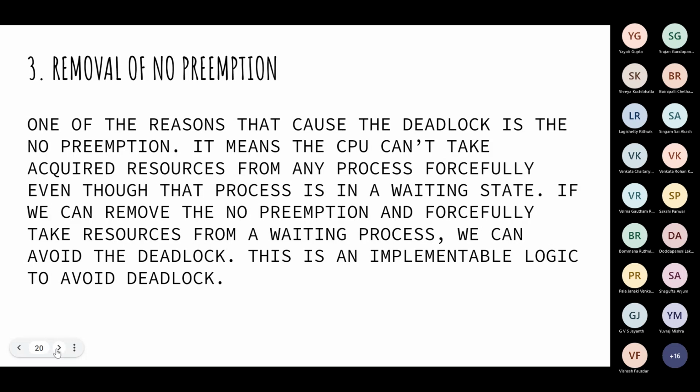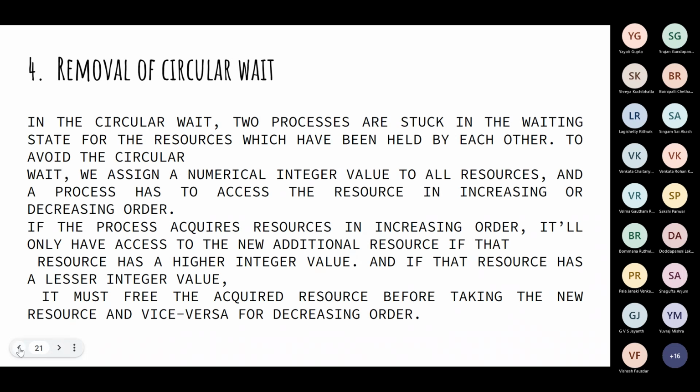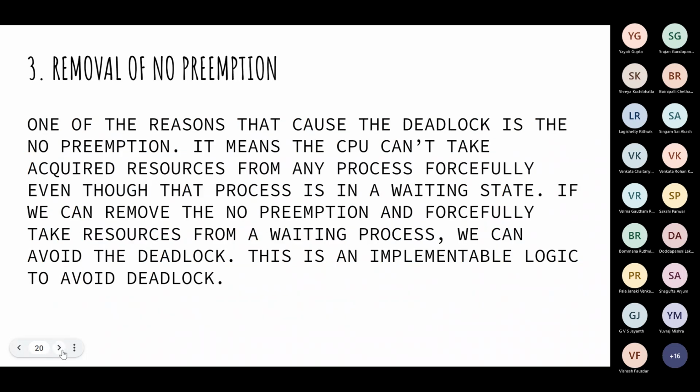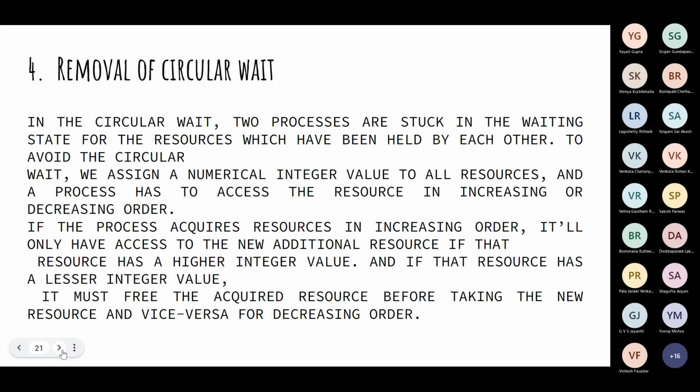So, if we end a process and provide the CPU to the other process whose resources are available by then, we can also avoid deadlock. Then, next condition, sorry, removal of circular wait.